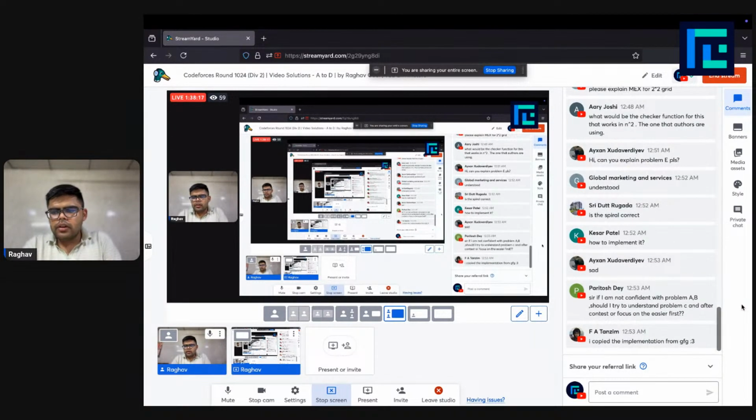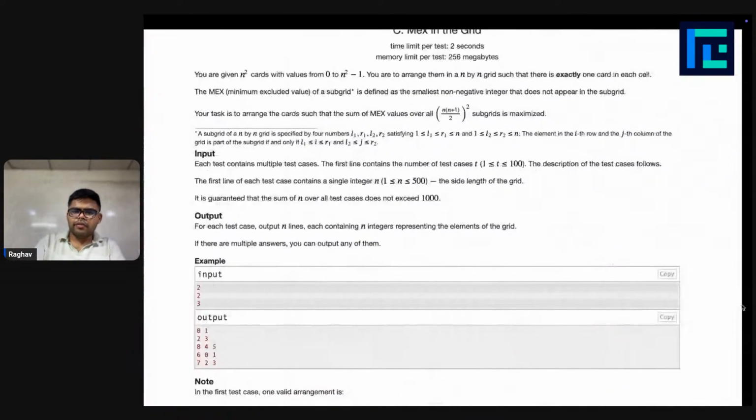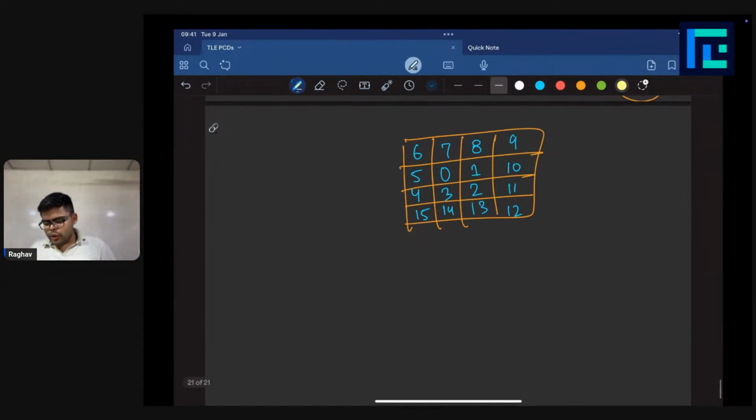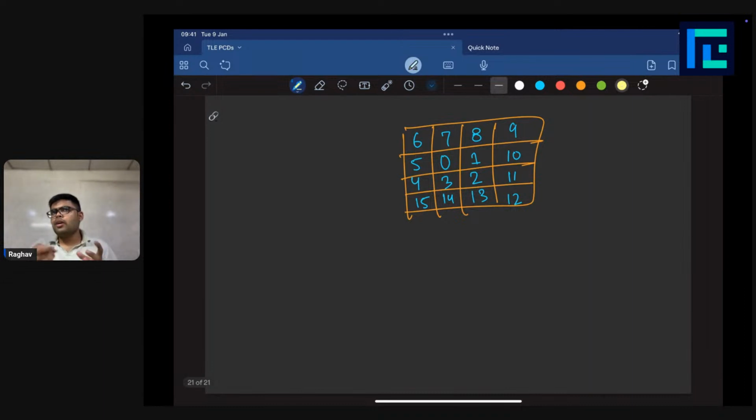And sir, if I'm not comfortable with AB, should I try to understand problem C and after contest focus on easier problems? I have a simple rule that I discovered in my journey from CM to master, that you can observe problems in this way.